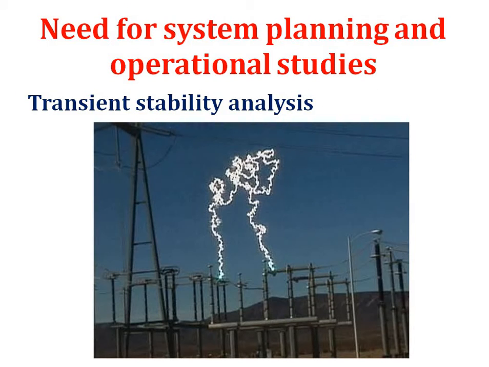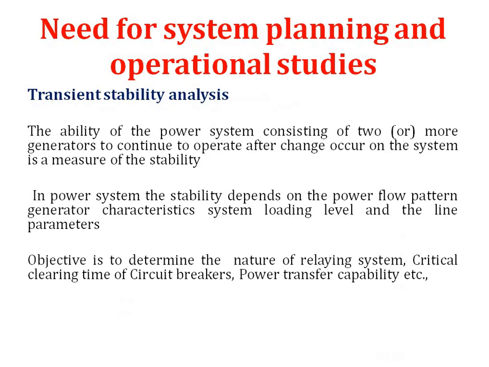Need for system planning and operational studies. Transient stability analysis. What is the meaning of transient? The transient is the minimum value of voltage in between the contacts. When a fault current occurs, the arc phenomenon will be produced beyond the limit of magnitude of current. At the time of contact, the value of voltage in between is minimum. That voltage is called transient voltage.